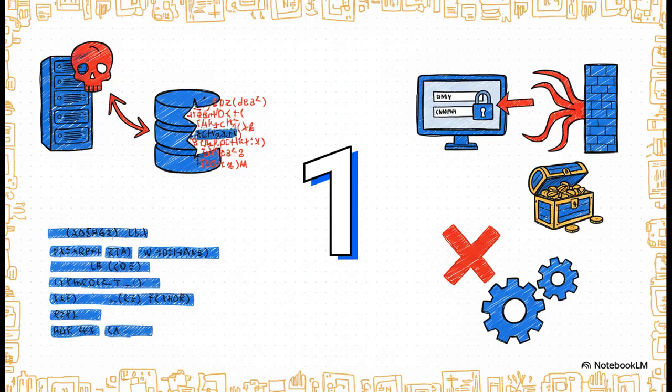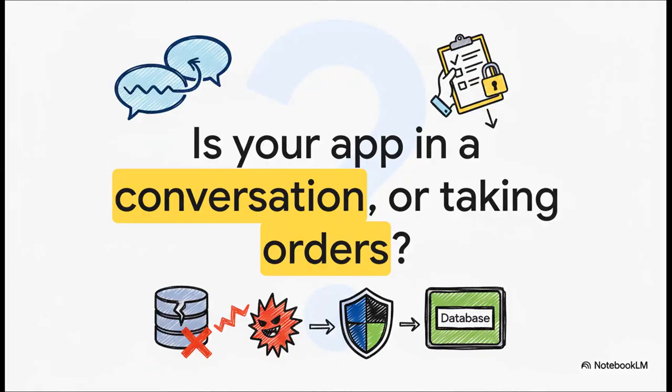Vigilance is everything. So, I want to leave you with a question to think about for your own work. When you look at your applications, ask yourself this. Is it having a secure, controlled conversation with its data, or is it unknowingly taking orders from complete strangers on the internet? The answer to that question, well, it could make all the difference.